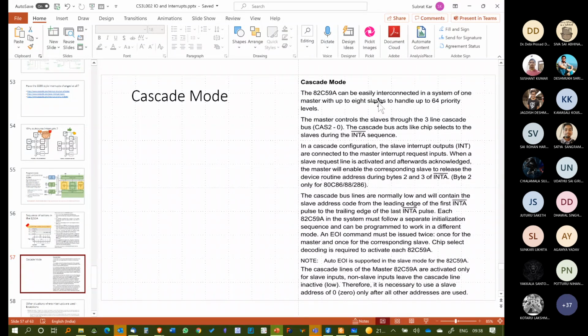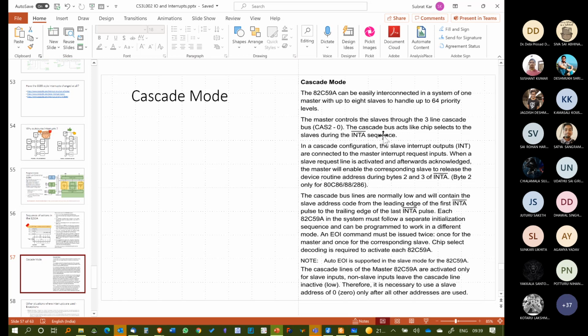And each of these slave PICs can handle 8 priority levels each. Now, what this actually does is the first level contractor, or the master PIC, controls the slave PICs through CAS2 to CAS0. CAS0 is the LSB, CAS2 is the MSB, the most significant bit. And if you put, for instance, 001 in CAS2, CAS1, CAS0, it means you are selecting the PIC 001. So it's like a chip select for the slave number 1 during the INTA sequence.